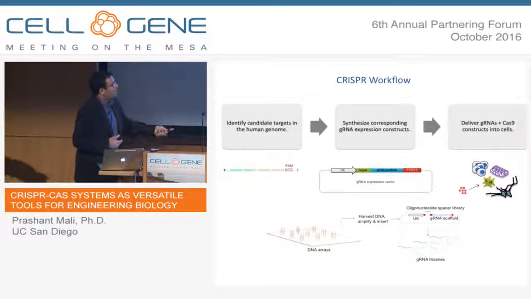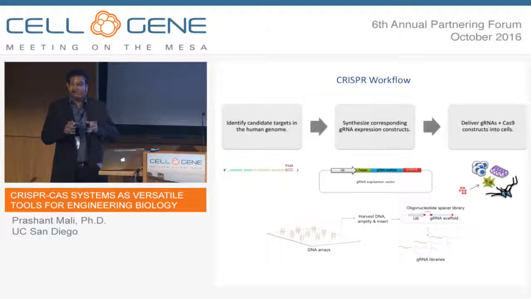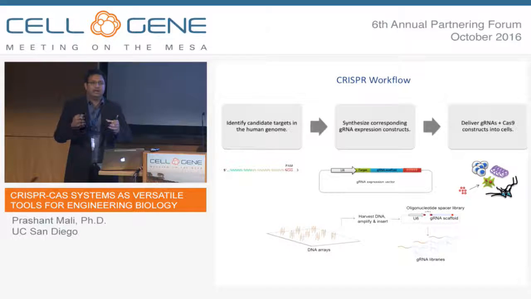And I just wanted to highlight one important point, which is that this is truly a two-component system. As long as one can express the Cas9 protein and the guide RNA in a cell type of interest, then one can trigger a double-strand break or a genome editing event. And that's the reason why this system has been very easy to port, not just across a range of cell types, but also across a range of species and organisms.